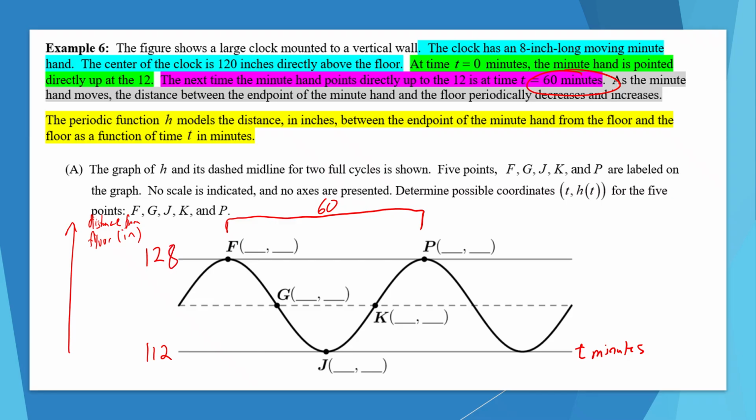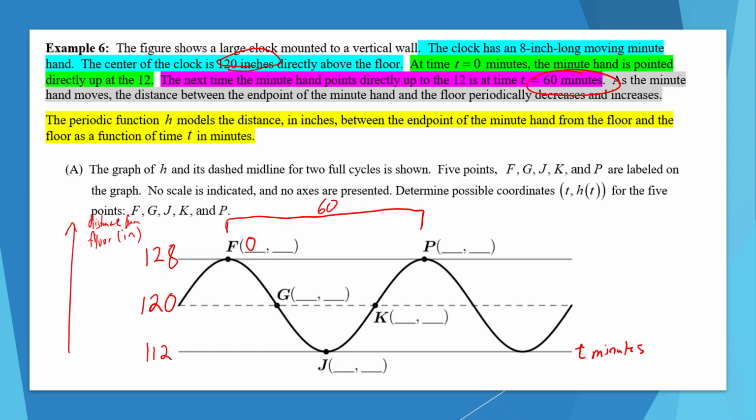Step number 5, find your midline by summing those up and then dividing it by 2. Or if you looked at the story problem, we found our midline was 120. Step number 6, find your starting point. This is given to us in green. So this would be at time t equals 0 is where we're starting because it's pointed directly up at the 12, which is a maximum.